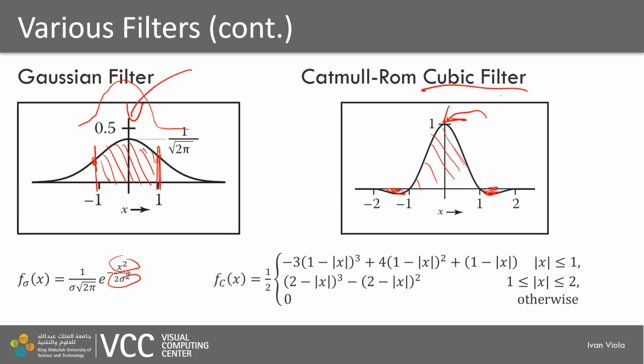We see that the definition of this interpolating Catmull-Rom cubic filter is similar to the cubic B-spline, so it is also separated into 3 intervals in principle, while the intervals -1 to 0 and 0 to 1 are symmetric, as well as -2 to -1 and 1 to 2.